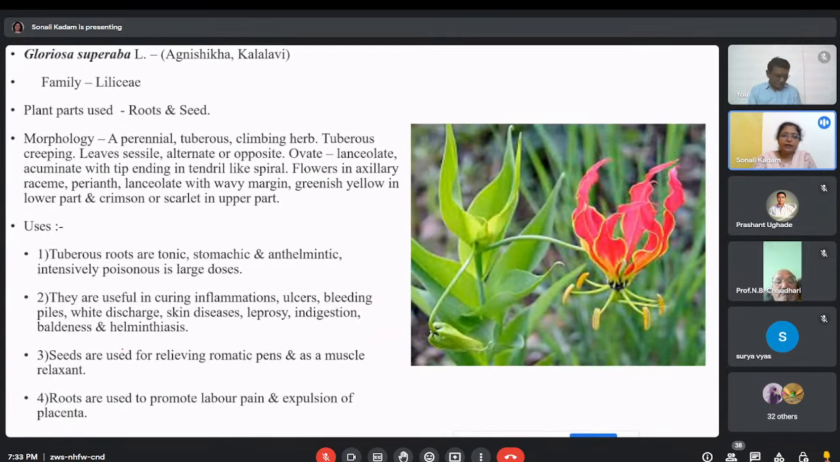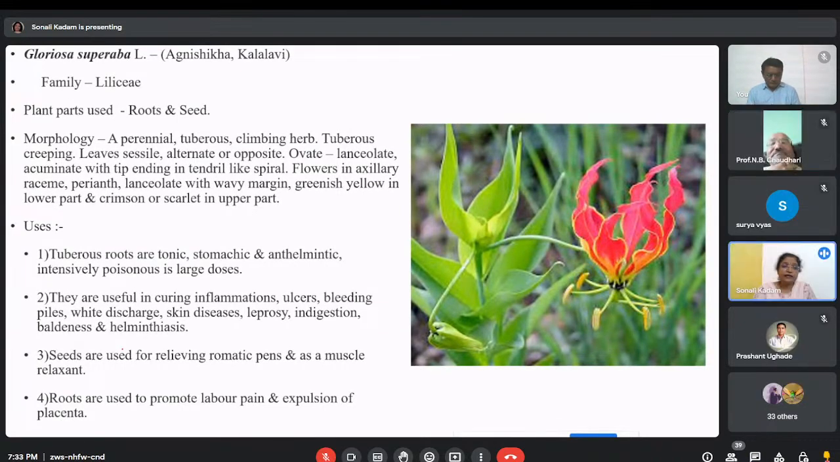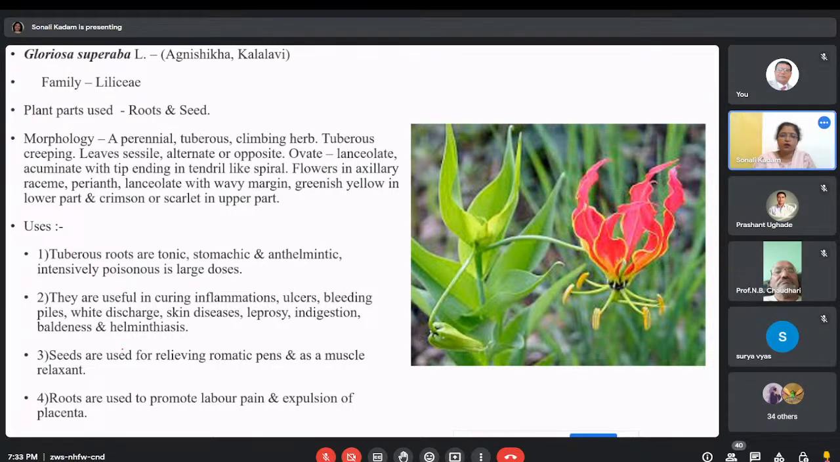Then it is used for stomachache, anthelmintic. If you take in more amount, it is poisonous, but you should take in proper amount. Then it is used to cure inflammation. Inflammation in the sense that sometimes internally you feel some wounds in your stomach. So ulcer, bleeding, piles, white discharge, skin diseases, leprosy, indigestion, baldness. So it has many properties, this koilavi.